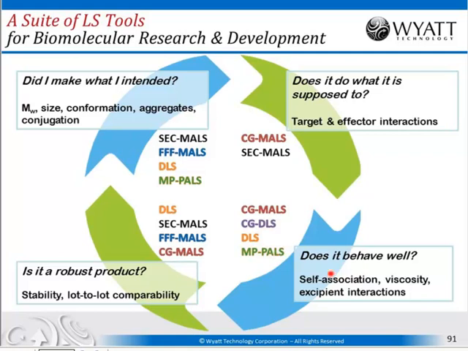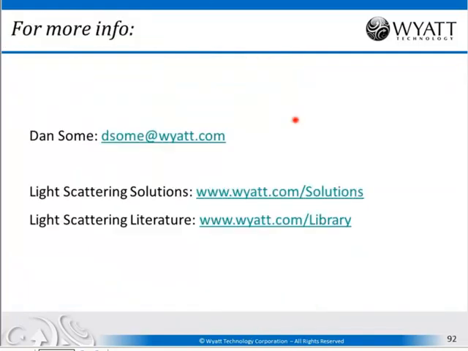And for instance, using the dynamic light scattering plate reader, you can test a large variety of excipients. And finally, is it a robust product? When you're assessing shelf life, you can take your samples and figure out which type of aggregates formed. Did it fragment? Do you have fragments forming? And lot-to-lot comparability. And with that, I thank you for your attention.